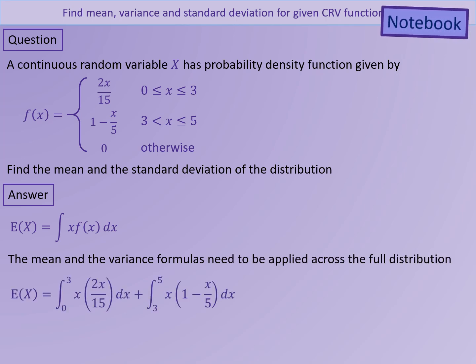We need to apply this across the full distribution, so there may be several sections to this. In this case, the expected value of x is going to be the integral from 0 to 3 of x multiplied by the first part of the function, 2x over 15. We're then going to find the integral from 3 to 5 of x multiplied by the second part of the function, 1 minus x over 5. Integrating each of these and finding the sum gives us a mean of 2.667.